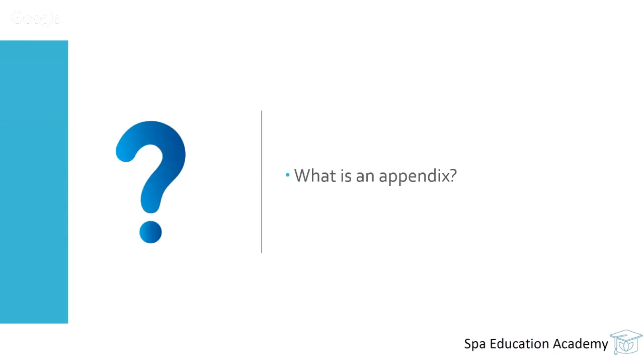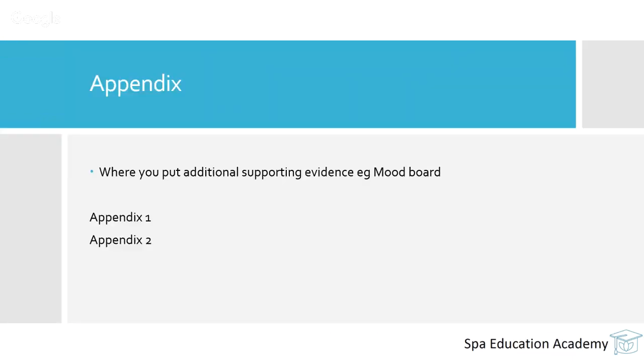So what is an appendix? I did mention an appendix earlier. An appendix is where you put additional supporting evidence, for example, a mood board, a picture, a photo, a questionnaire, basically anything that you think shouldn't really be in the main body of your work because it just doesn't make your work flow. The picture's maybe too big, or maybe the chart just doesn't look right there.